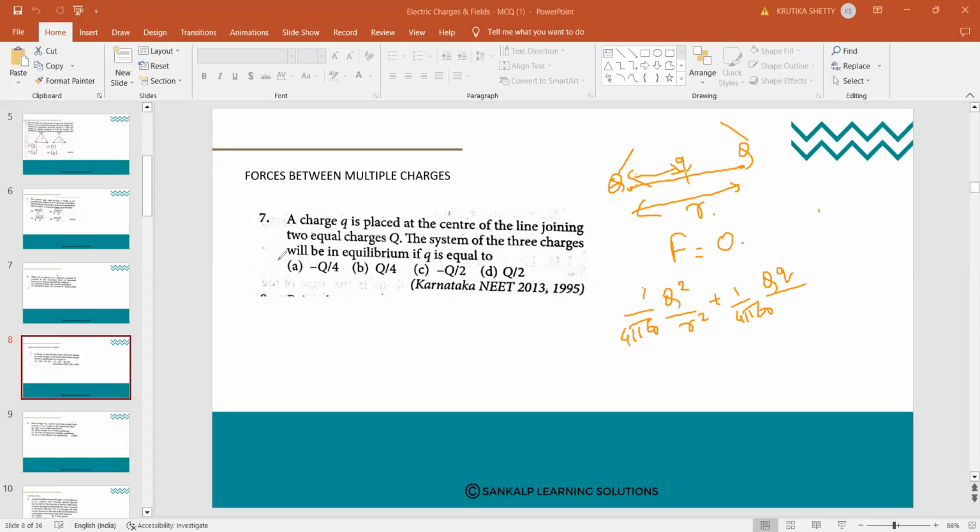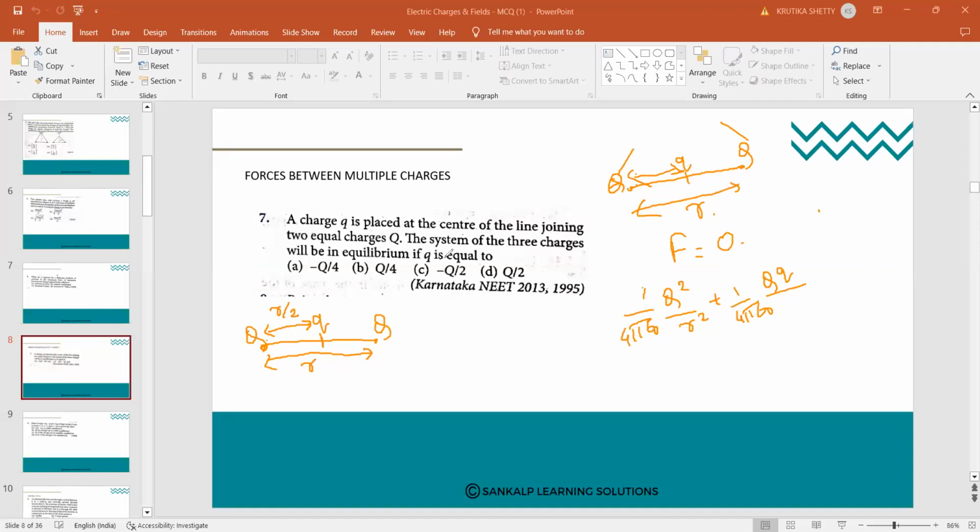Question, I should repeat. See what they are saying: a charge small q is placed at the center of the line joining the two equal charges. So you have two equal charges placed along this straight line, and at the center you have the small q charge. I'll assume that the total distance between these charges is small r. So I am asking you, what is this distance? Is it r by 2? Yes, it is r by 2. Correct. See, this is one part of the question.